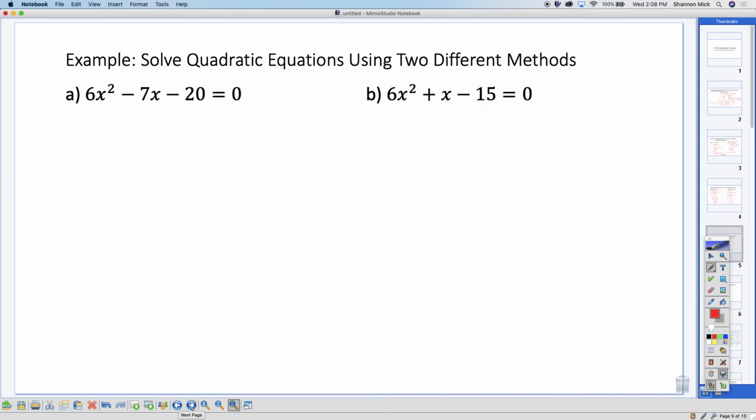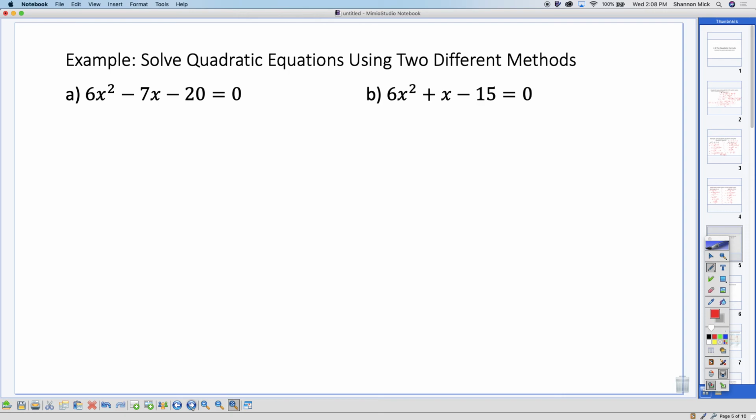Okay, use 2 different methods. So they made 3 choices: factor, complete the square, or quadratic formula. When you are doing these, if you can factor, you're obviously going to choose factoring as one of yours, correct? But if you cannot factor, your 2 choices are going to have to be completing the square and quadratic formula.